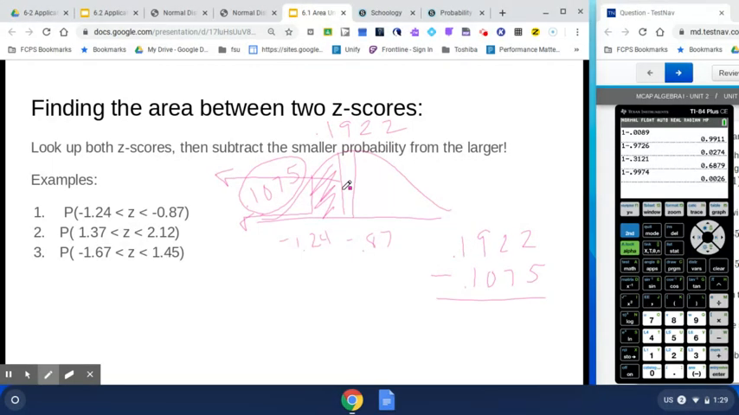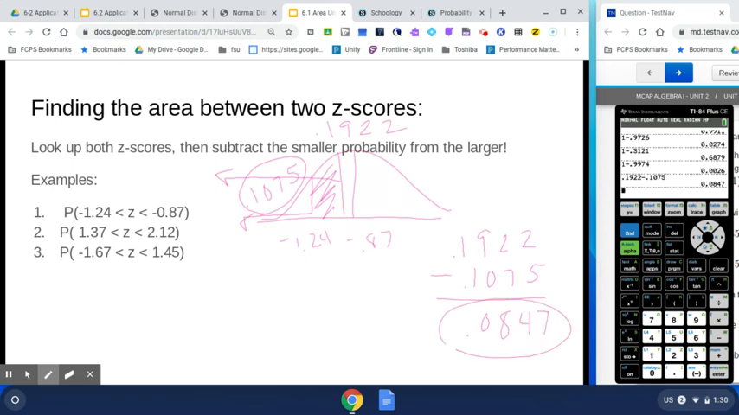So let's see what we get. 0.1922, and we're subtracting off the 0.1075, and we get 0.0847. So that would be the probability between those two z-values, about 8.47%.